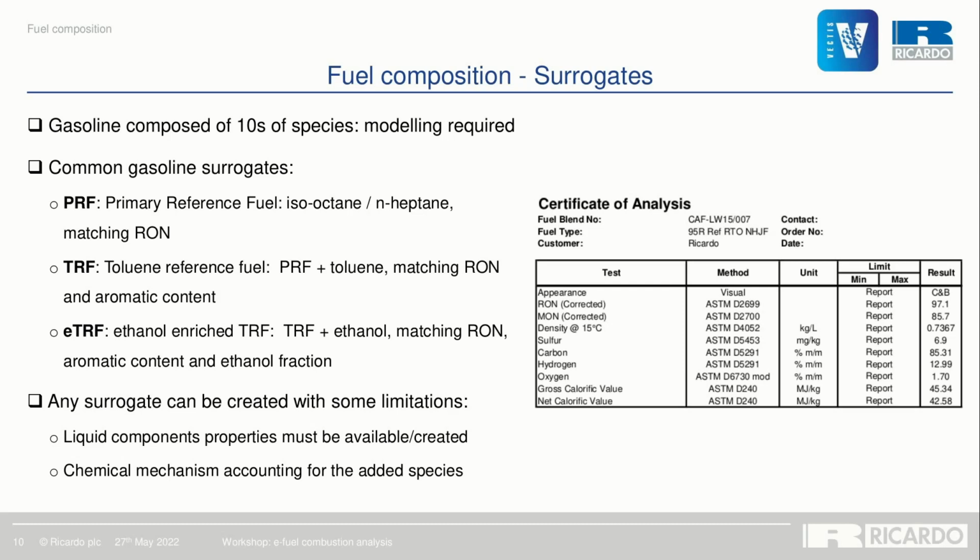This mixture allows to match a few parameters, as I said earlier, such as the research octane number for the PRF mixture, the research octane number and aromatic content for the TRF, and the ethanol fraction, aromatic content, and octane number for the eTRF. In theory, any surrogate can be created. However, some limitations are present. In particular, the liquid component properties must be available, either from the Ricardo installation directory or from the literature, or they must be created. And more importantly, a chemical mechanism capable of accounting for all the species present in the surrogate mixture must be provided.